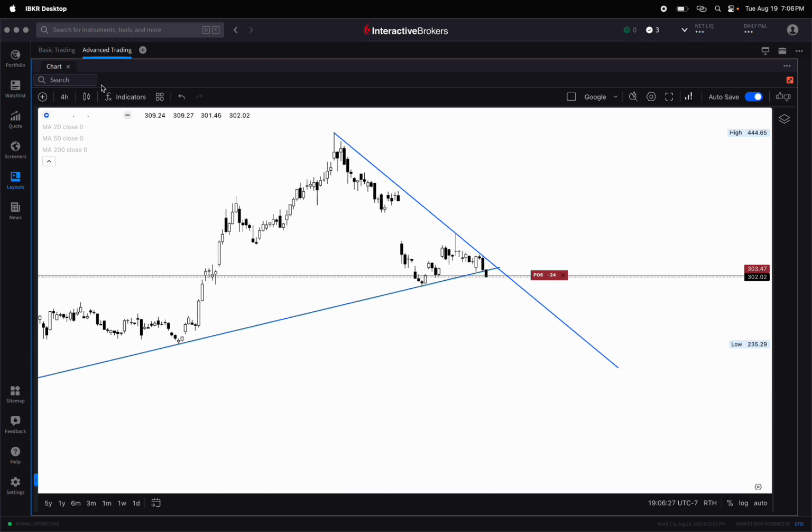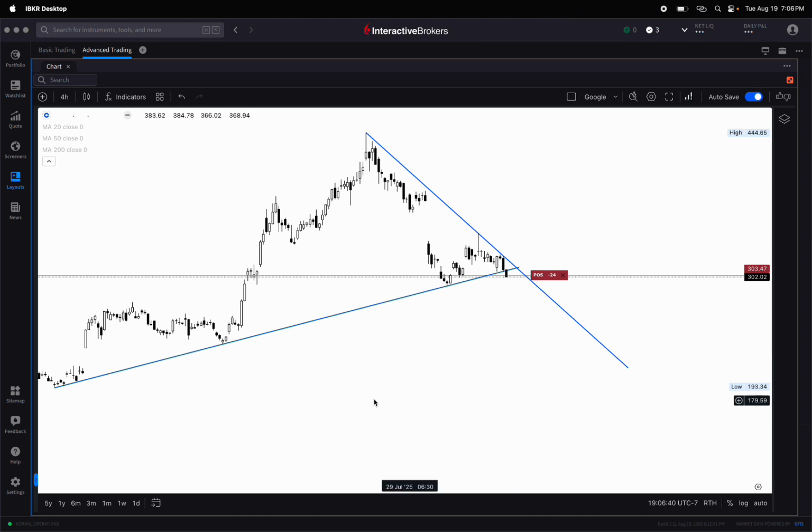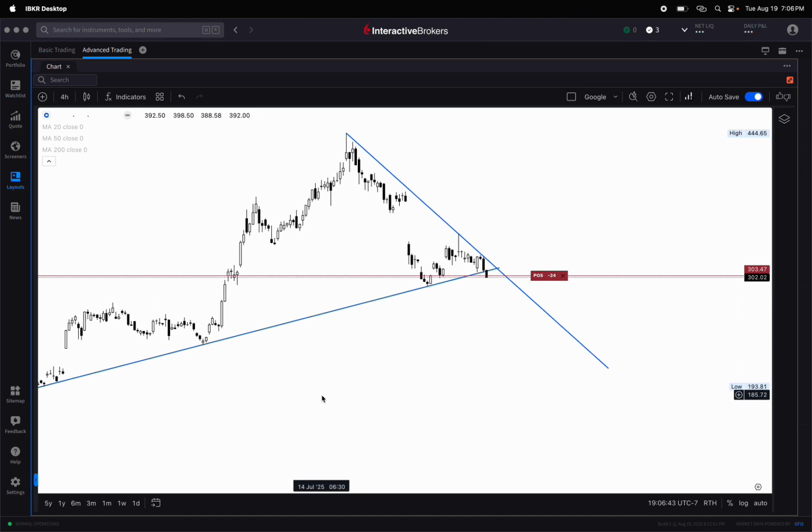What my target is, I should also mention, is 233. So stop loss is around $20 per share. Target is going to be around $60. So that's a 1-to-3 risk reward ratio. Not bad at all. Hopefully this works out tomorrow, and that's going to be it. Quick little simple trade, quick little breakdown for you guys. I think it's a good opportunity to enter.